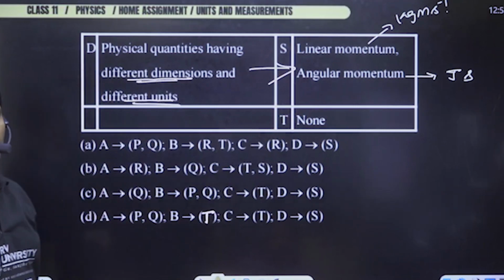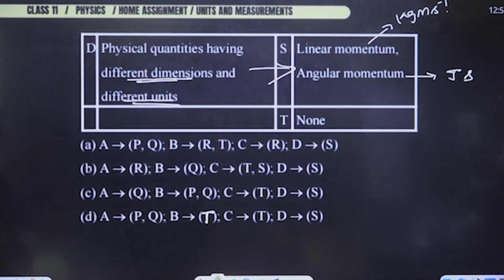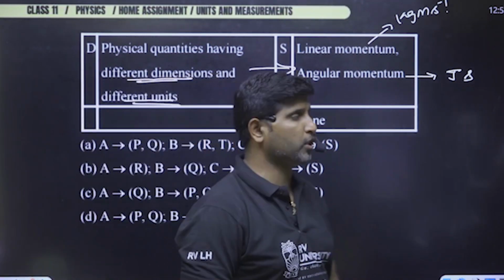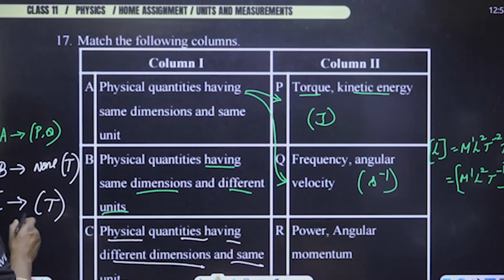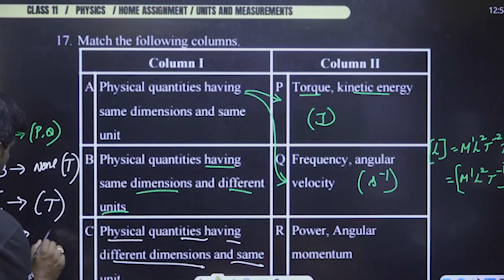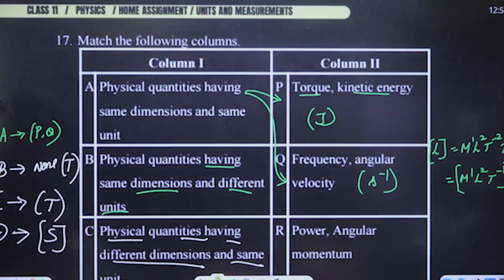Linear momentum and angular momentum, they have different units. Linear momentum has the unit kg meter per second, angular momentum will have the unit joule second. Hence we can select, see here, D is going to yes. So just go through the options here.